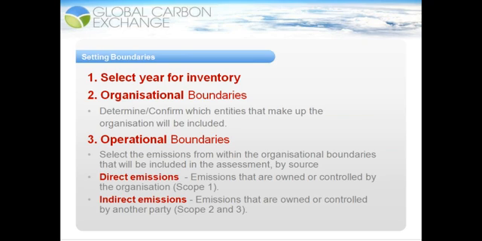Then we look at the operational boundaries. The operational boundaries is taking a look at all the activities within the organization and deciding on which ones we are going to monitor and which ones we are going to be omitting. Obviously, over time, we want to include as much as possible, but for the initial carbon footprint or the baseline report, it is not always practical to include everything. So in that initial planning session, we need to understand what we're going to be looking at.